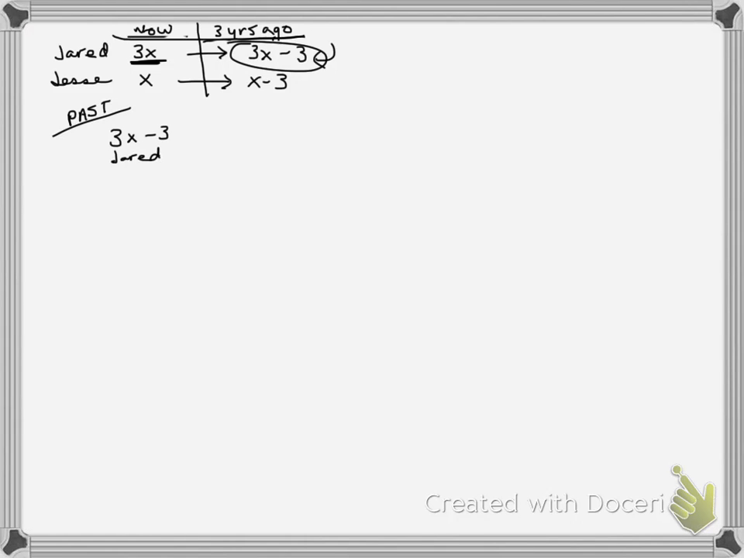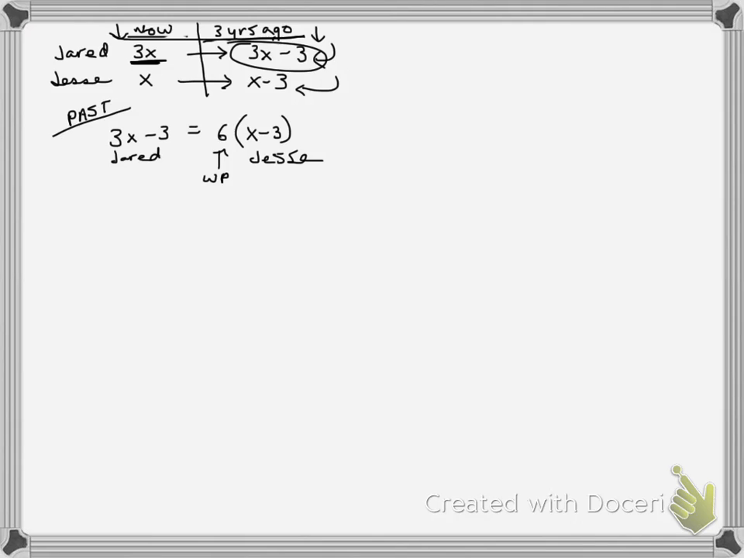There's Jared 3 years ago. Jesse 3 years ago is here, and Jared was 6 times as old. Okay, so that's part of the word problem. And this is Jesse in the past. So you have to make sure with these that if I'm dealing with one in the past, I'm dealing with the other in the past. The columns in this chart are important.